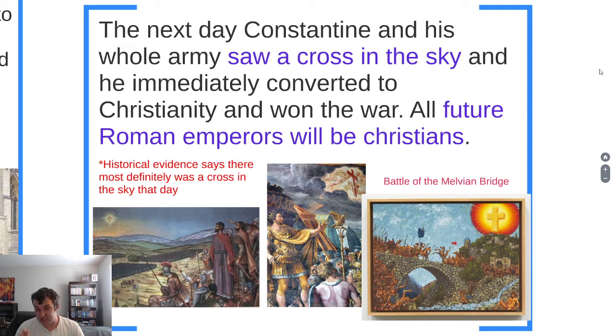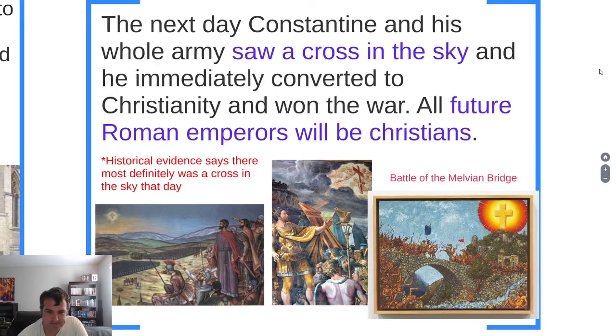At that battle, he kills his rival and he does become emperor. And I'll tell you, there is historical evidence that there was absolutely a cross in the sky that day. Now, what did the cross actually look like? What was it composed of? Well, that's up to interpretation, but something was in the sky that day that inspired a whole bunch of dudes to change their religion. So let's see what that possibly was.